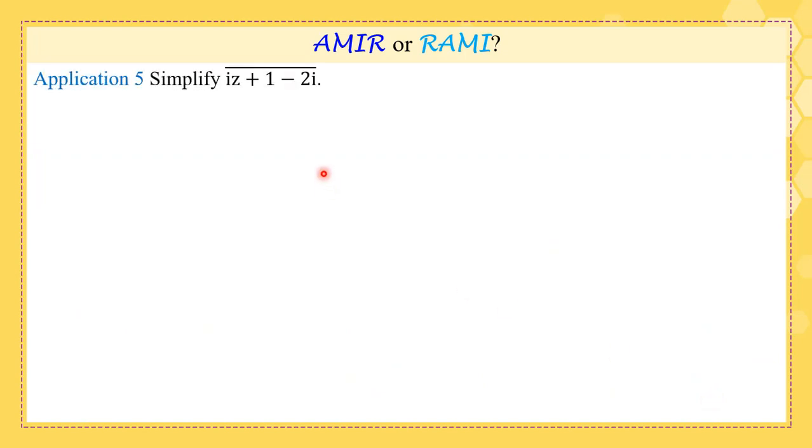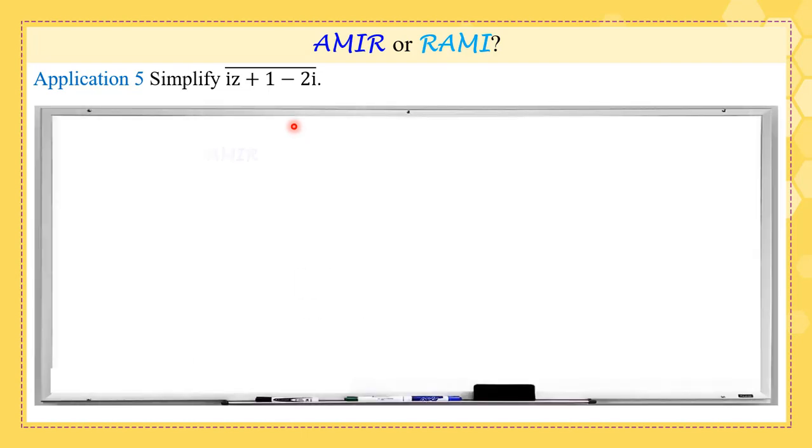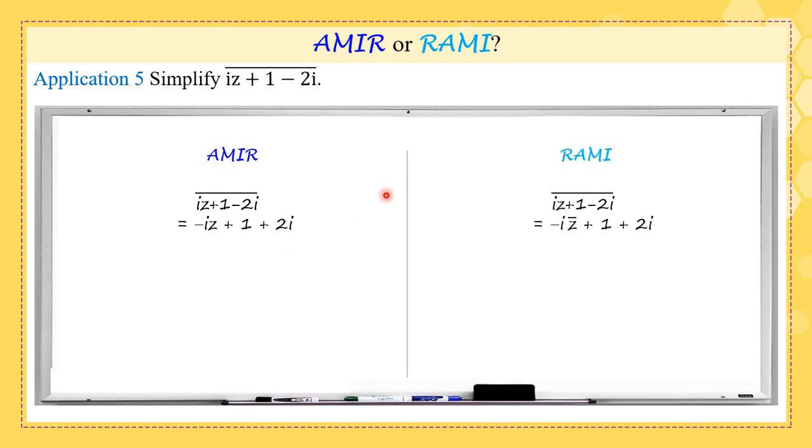Now, Amir or Rami, the question is to simplify this expression. Let's see what's happening. Amir said that this expression could be written as minus iz plus 1 plus 2I. So Amir changed the sign of every I, if we can say. I becomes minus I and minus 2I becomes plus 2I. Rami did it as minus iz bar plus 1 plus 2I. The only difference between Amir and Rami is that Amir wrote Z whereas Rami wrote Z bar.